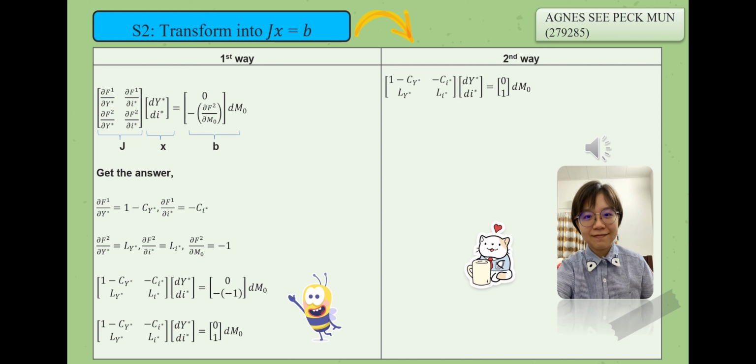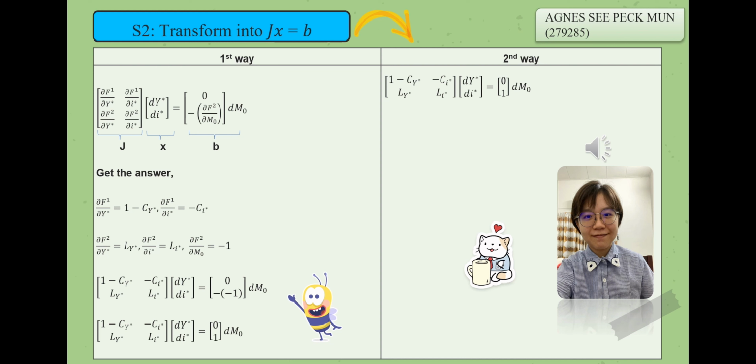Next, we can get the answers in the first or second Roman for the delta F1 over delta y star, and we will be able to get 1 minus Cy star. And for the delta F1 over delta i star, we will get negative Ci star. Next, for the delta F2 over delta y star, we will get Ly star. And for the delta F2 over delta i star, we will get Li star. And lastly, for the delta F2 over delta m null, we will get negative 1. After we have all the answers, we may plug them into the Jacobian matrix form.